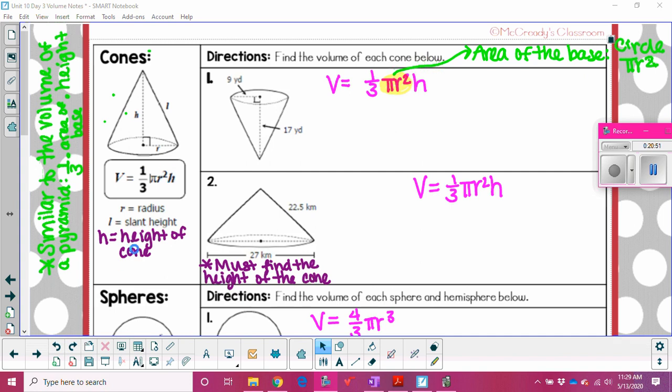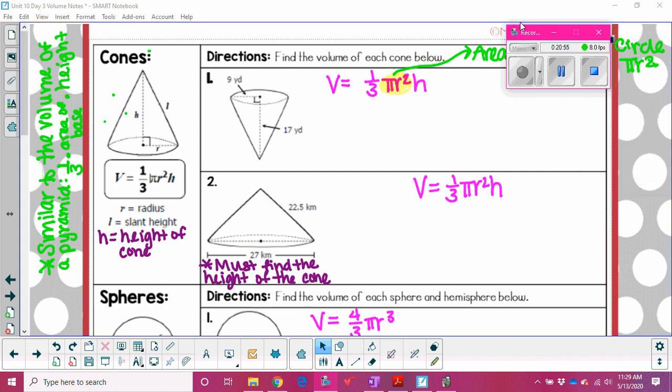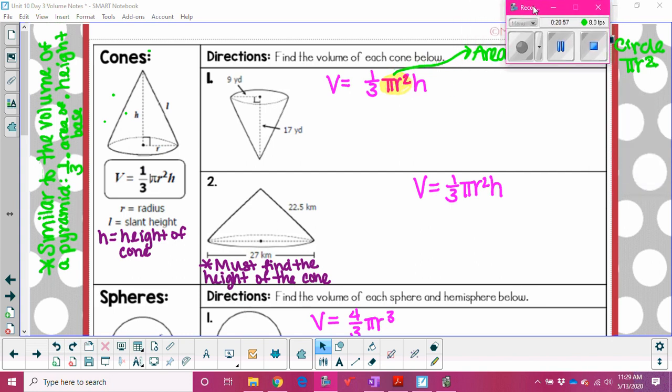Okay, so h is the height of the cone. So let's go look over this. I'm going to go fill this in. Move that back over here. Okay, so let's look at this. So all I have to do is fill in the pieces here. It's pretty straightforward for this problem.